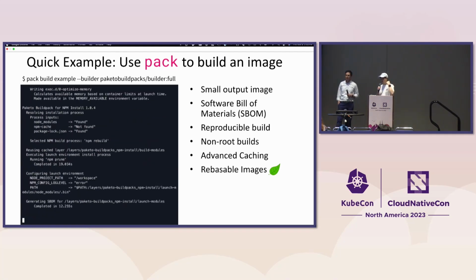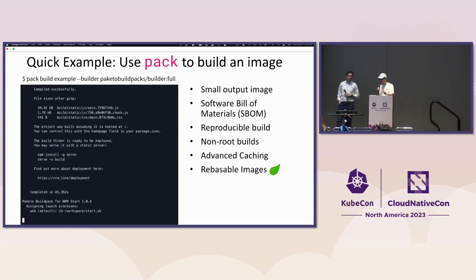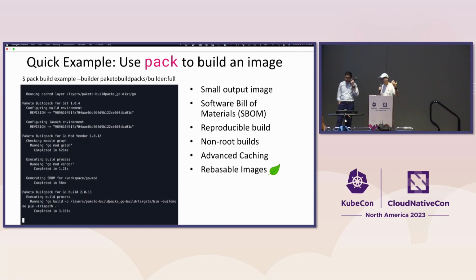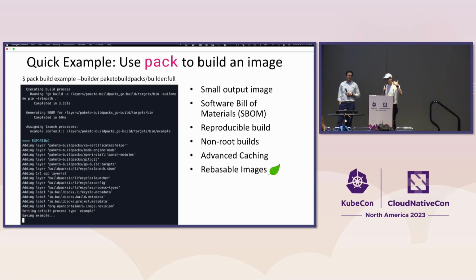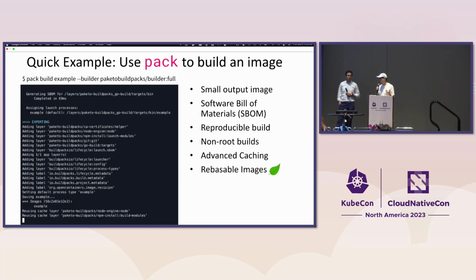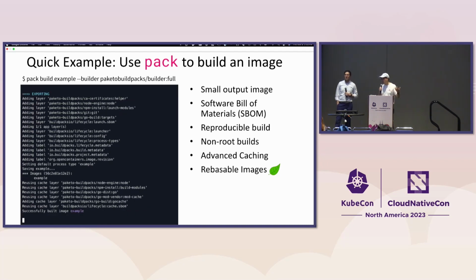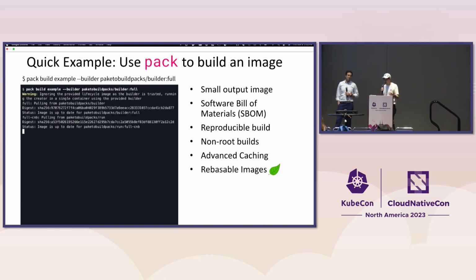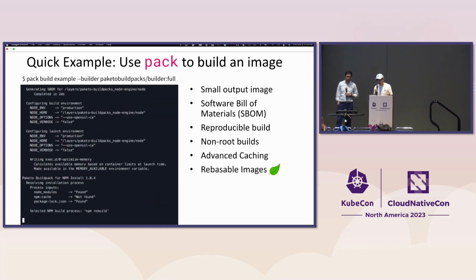What you're going to get is images that are fine-tuned for your application itself, where we can split out build and launch concerns. Buildpacks have the option to provide a software bill of materials at build time, so the actual things that end up in your image can get documented. Given the same inputs, the builds are going to be reproducible. We care about security things like doing things as non-root, and we do that.